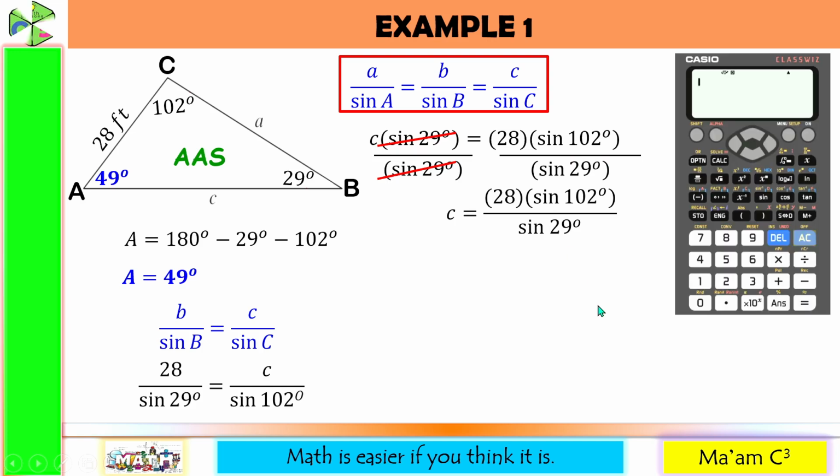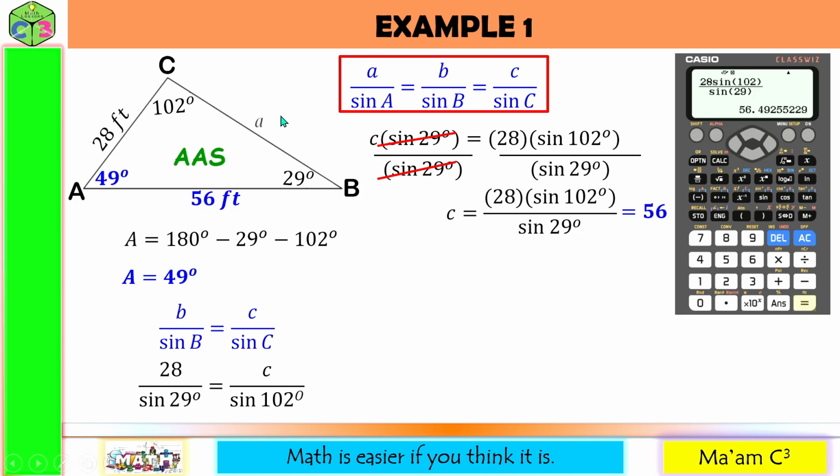Let us compute that. So we have 28 times sine of 102 degrees divided by sine of 29 degrees. And the answer is 56.49255 and so on. Since the given side is in a whole number, I'm going to round this off to whole number. And this is just equal to 56. So let me write it here, 56 feet.